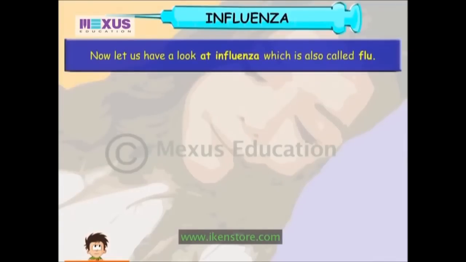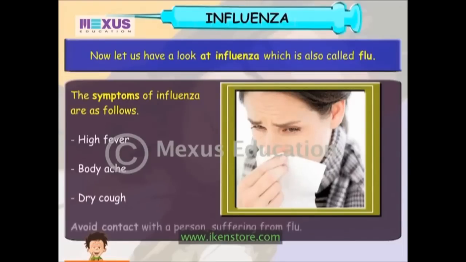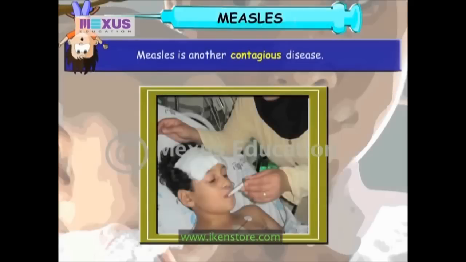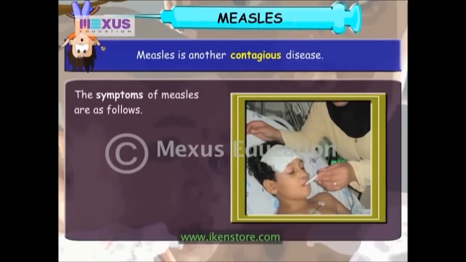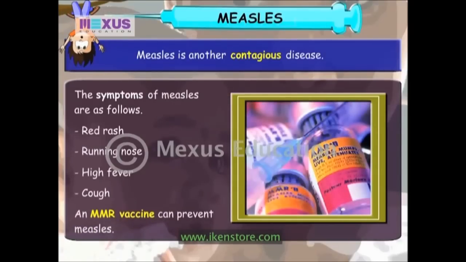Now let us have a look at influenza, which is also called flu. The symptoms are high fever, body ache, and dry cough. One must avoid contact with a person suffering from flu. Measles is another contagious disease. The symptoms are red rashes, running nose, high fever, and cough. An MMR vaccine can prevent measles.